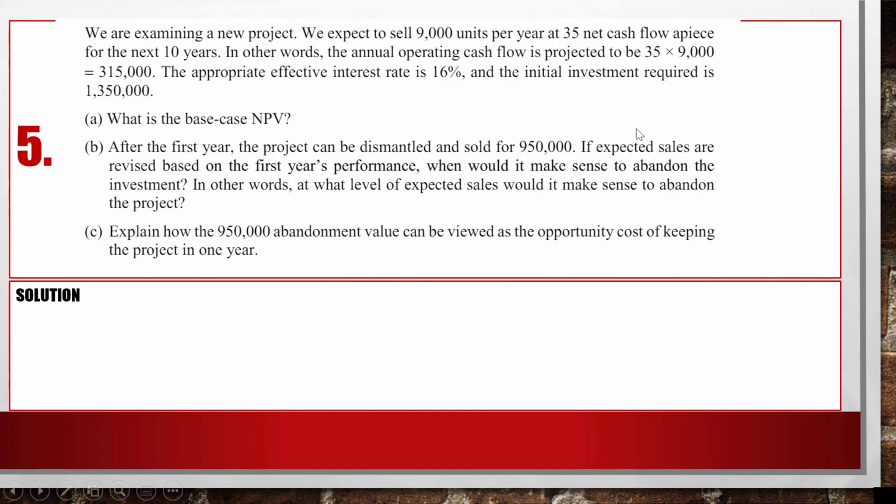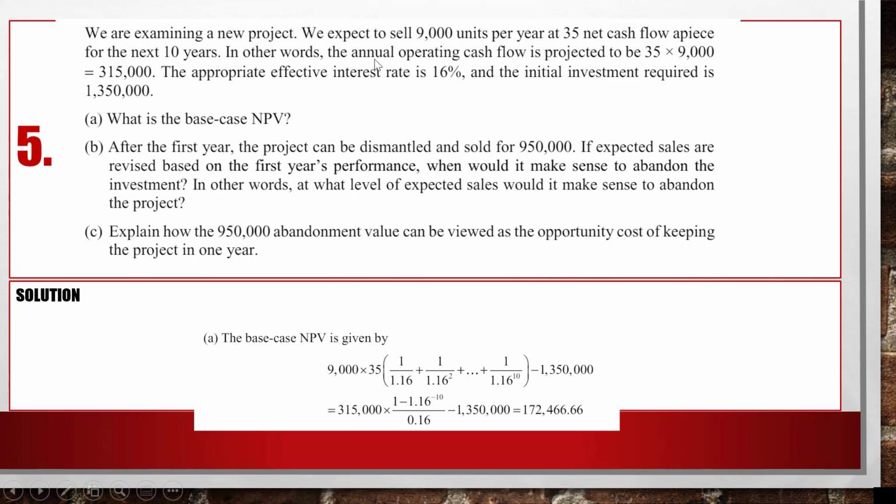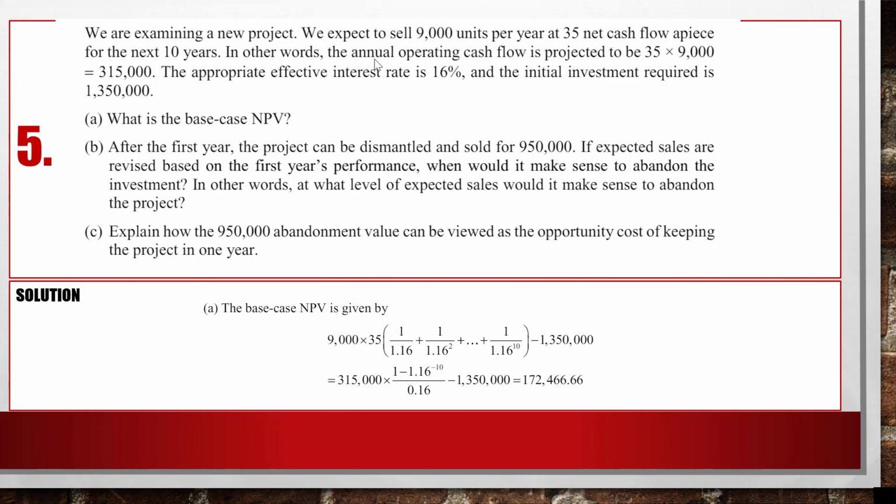So for A, let's do one by one. The first question, what is the base case NPV? Remember, NPV is the present value of the cash flows subtract the initial investment. Here we have 10 cash flows at times 1, 2, 3, 4, 5, up to 10. So we have to find the present value of these 10 cash flows, then subtract the initial investment.